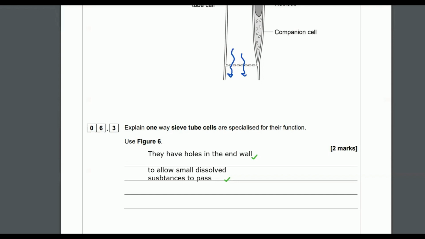Something else we could say for 2 marks, another double bubble, would be there is no nucleus. There's also no other organelles, no mitochondria or any of that. So we could say that there is no nucleus. This makes it easier for substances to flow. There's less resistance to the movement of substances.